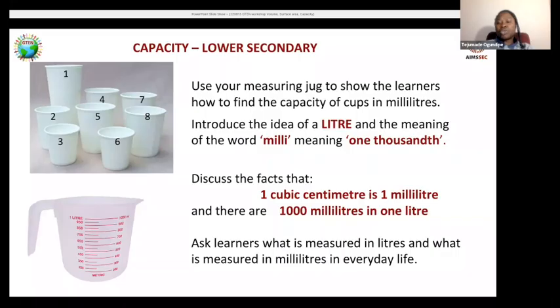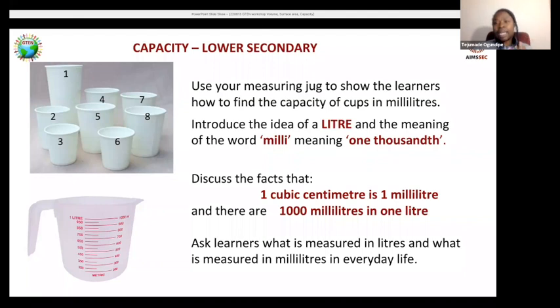Now you want to introduce the idea of a liter and the meaning of the word milli, which means 1,000. I want to discuss it with our learners. 1 cubic centimeter is 1 milliliter, and 1,000 milliliters is 1 liter. If you look at how it is calibrated, you can easily see that 1 liter corresponds to 1,000 milliliters on that cup. Now ask learners what is measured in liters and what is measured in milliliters in everyday life.